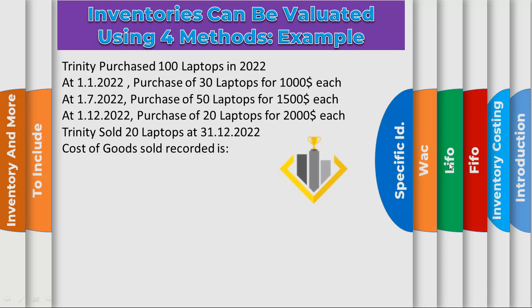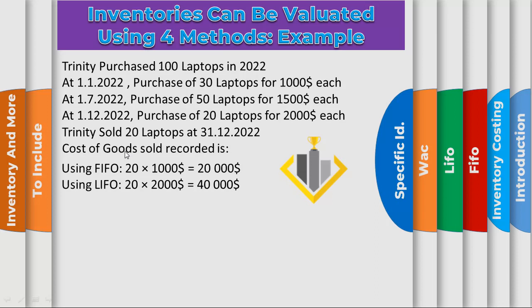Let's first have an example of the FIFO method. Using FIFO, 20 times 1,000. Why? We have sold 20 laptops, but first in, first out. So the first purchase of 30 laptops is the cost, 1,000 each. And the answer is 20,000.